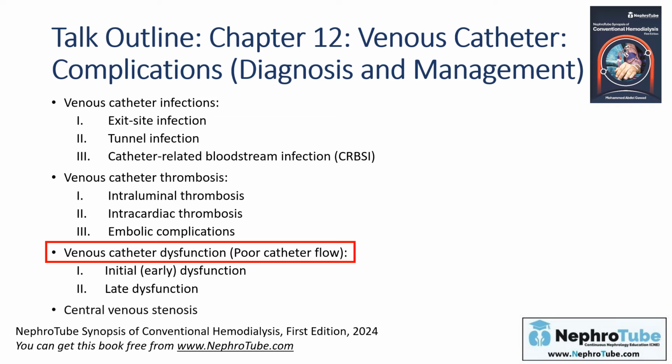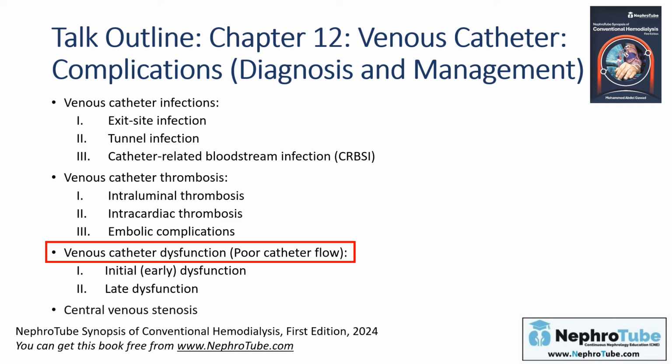There is another definition for venous catheter dysfunction, which is the failure of the catheter to deliver a blood flow rate of at least 300 ml per minute at a pre-pump pressure less negative than minus 250 millimeters of mercury. But actually most hemodialysis units have no pre-pump pressure, so it is easier to define poor catheter flow as mentioned by the KDOQI vascular access guidelines: a failure to maintain adequate blood flow for adequate hemodialysis without lengthening the dialysis treatment.